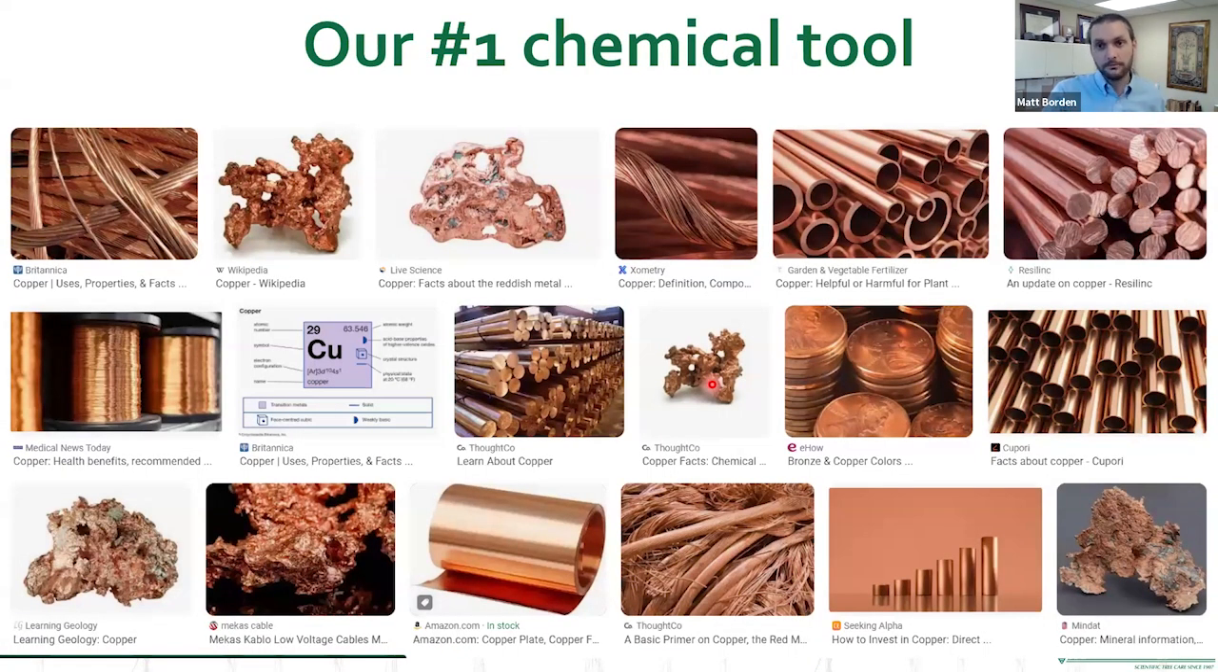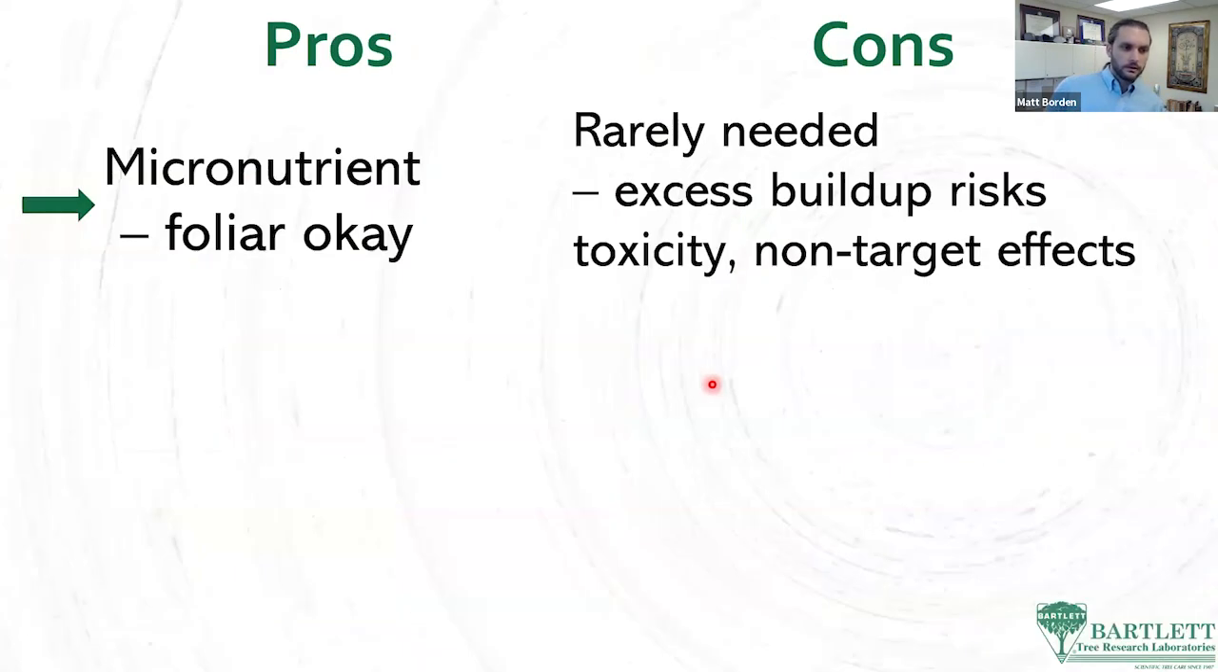All right, I'm going to spend a few minutes on this, our number one chemical tool, copper. Copper is often misunderstood, so I wanted to highlight a few of the pros and cons and how to use it effectively. So one of the pros is that it's a micronutrient, so plants do need copper in very, very, very small amounts, but it's rarely ever truly deficient in the situations we're working with, so we don't typically need it as a micronutrient.